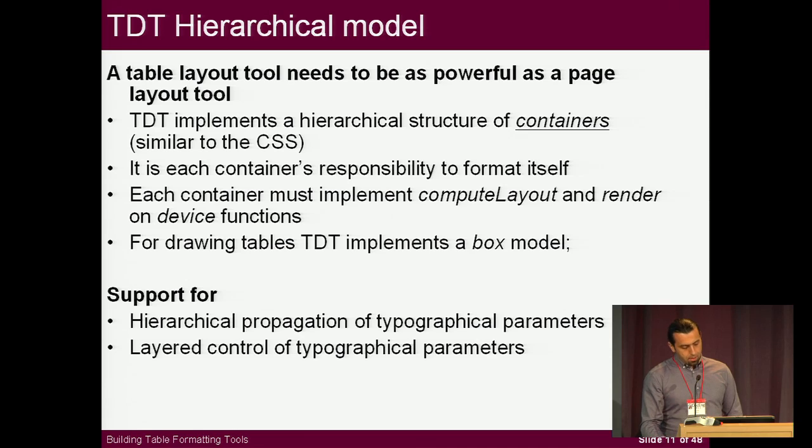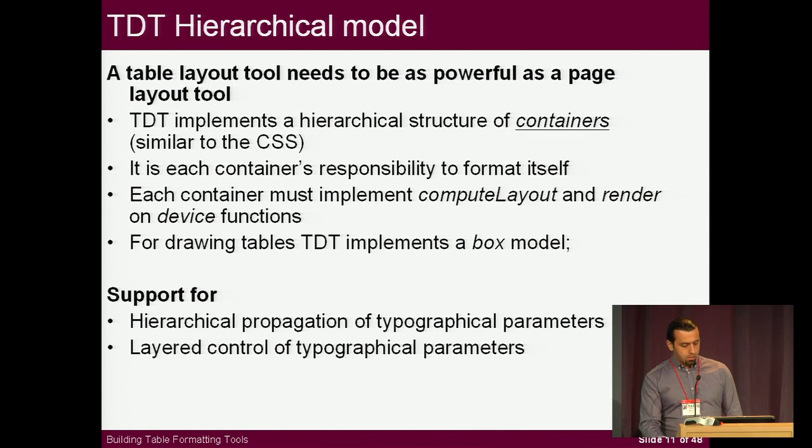And it also allows us layered control of typographical parameters. You may have objects that overlap, and you have to let the user decide which object should be visible when they are overlapping. It is each container's responsibility to format itself. In fact, every container should know how to draw itself to a rendering device. The rendering device should return whatever information the container requires to render itself.